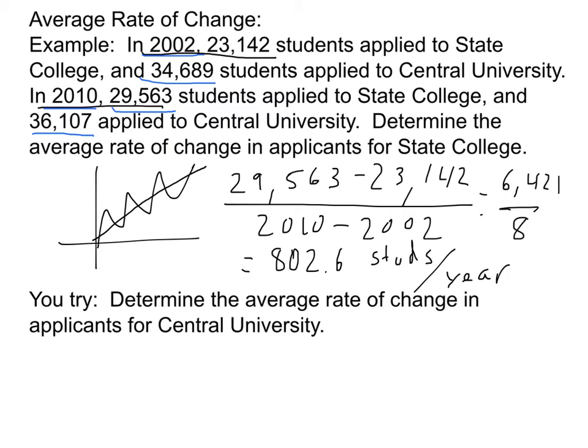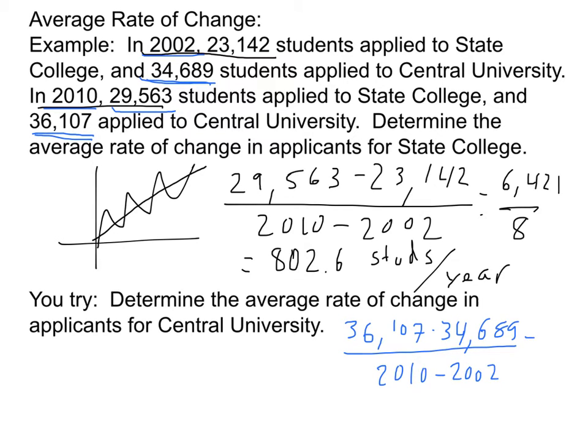Let's just go ahead and hit pause and use those numbers to figure it out again. Use the 34,000 and the 36,000 numbers for Central University. Go. Okay, hopefully you got it. We're just taking the difference between the two. 36,107 minus 34,689. Notice how we're always taking the second number minus the first number. And then it's the 2010 minus the 2002.